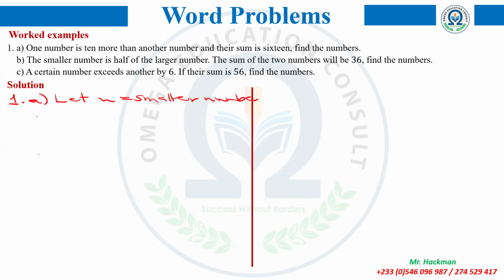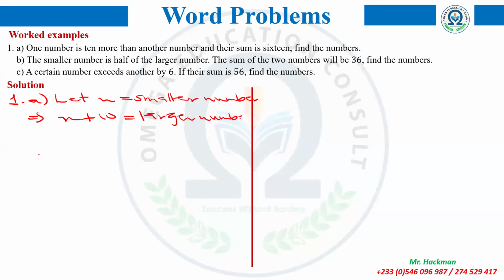Okay, I've already explained this. So this implies that your bigger number, which is the other number, will be x. Okay, because we said it exceeds it by what? By 10. It's 10 more than. So it will be x plus 10. Okay, that will be your larger number. Is that clear?